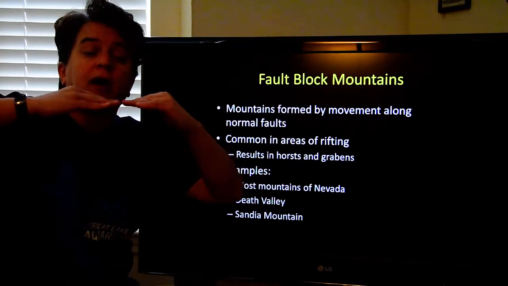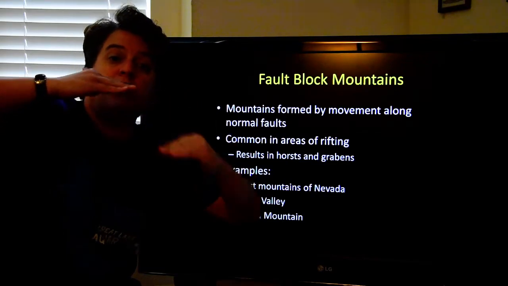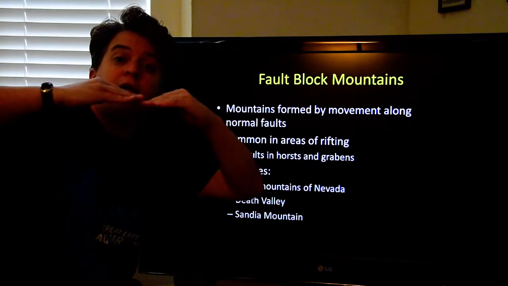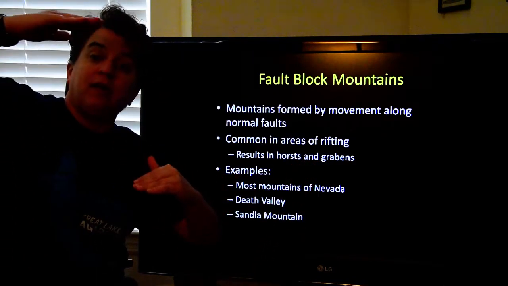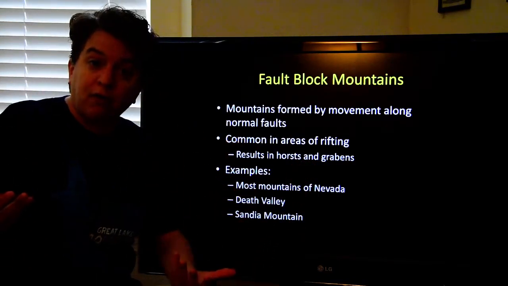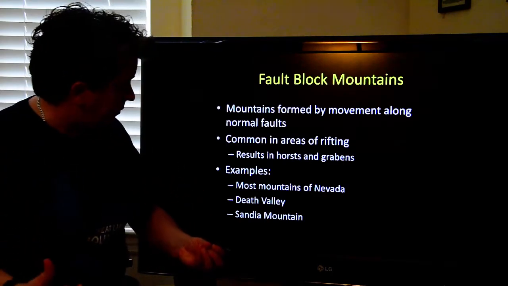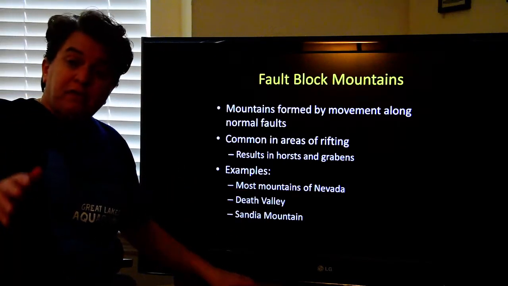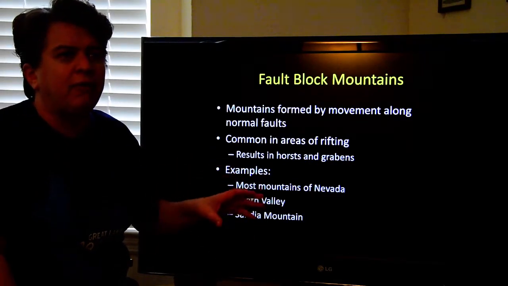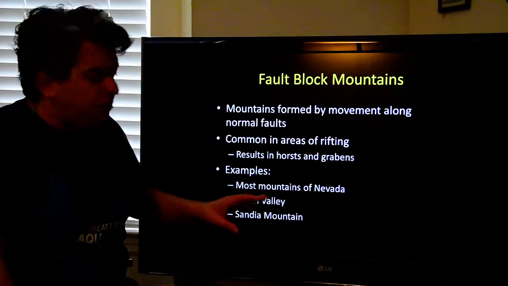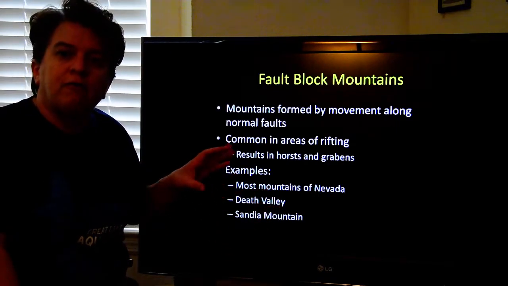Basically, when you have those fault blocks, one block moves down compared to the other. The block that moves down becomes our graben, and the block that stays up, that's our horst, which is our mountain. And if you want to see mountains that were created in this way, basically go to Nevada. And unless you're around like Reno, most of the mountains there are fault block mountains.